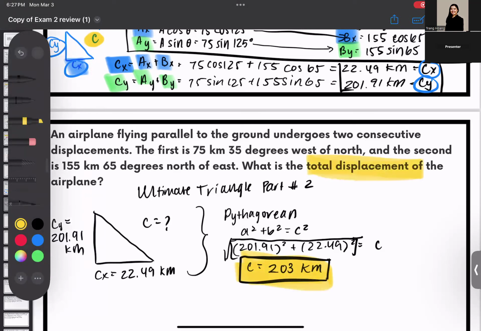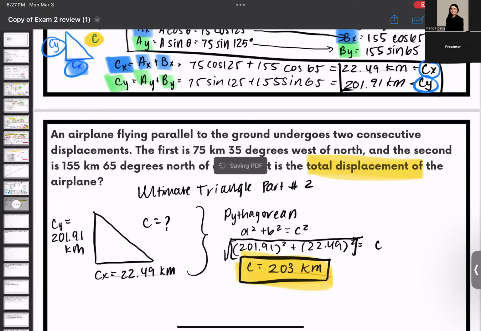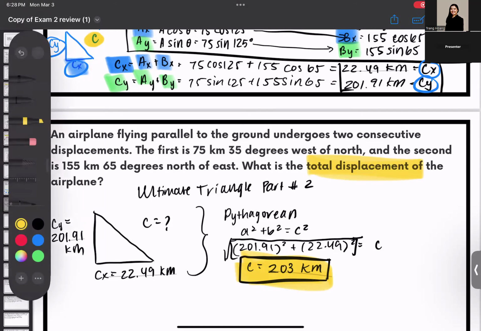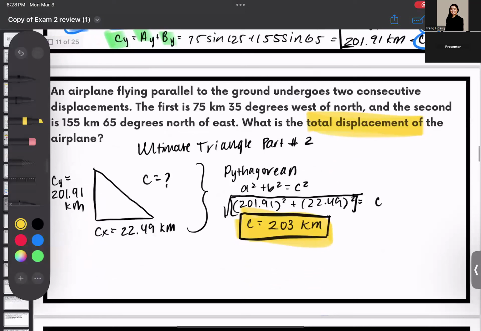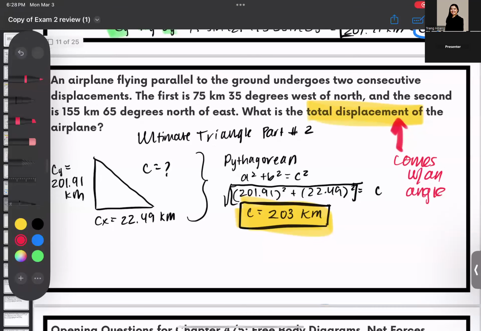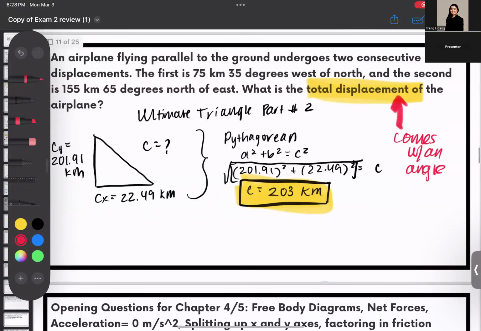So that's the total displacement. But if you remember, displacement is a little special. It's not distance. We don't care about distance. We want displacement, and displacement comes with an angle. So the fun is not over yet, guys. You still have to find the angle. But it's easy, I promise you, if you have all your numbers.